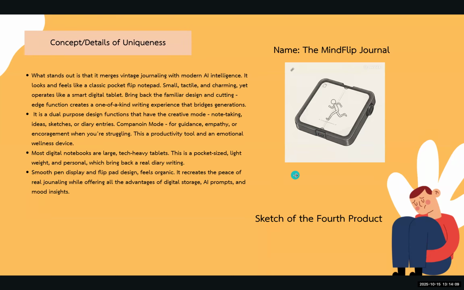And what makes the Mind Flip Journal truly unique is how it fills the emotional and sensory gap that existing apps cannot. It's the first journal book that feels like a memory from the past, yet thinks like a technology from the future. So it's small and personal and emotional, intelligent, and quiet. A private friend that fits in your pocket.